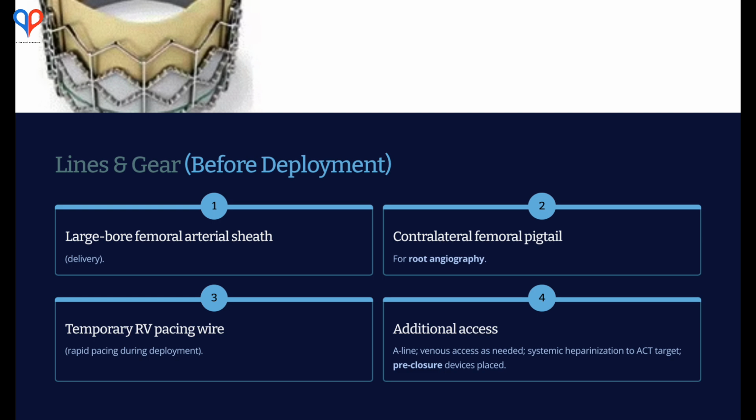In the lab, we place a large-bore femoral arterial sheath for delivery, a contralateral pigtail for root angiography, and a temporary right ventricular pacing wire. We ensure anticoagulation meets ACT targets. We keep tight hemodynamic control with an arterial line and venous access.